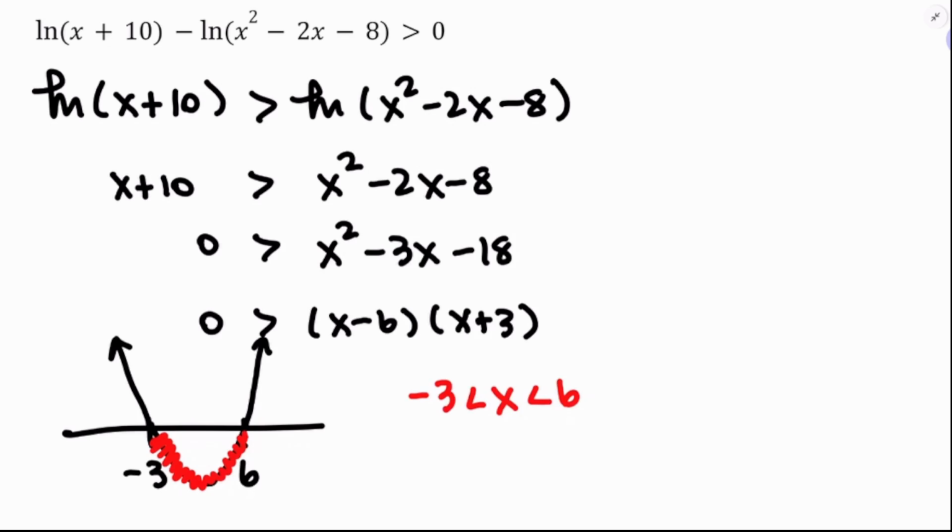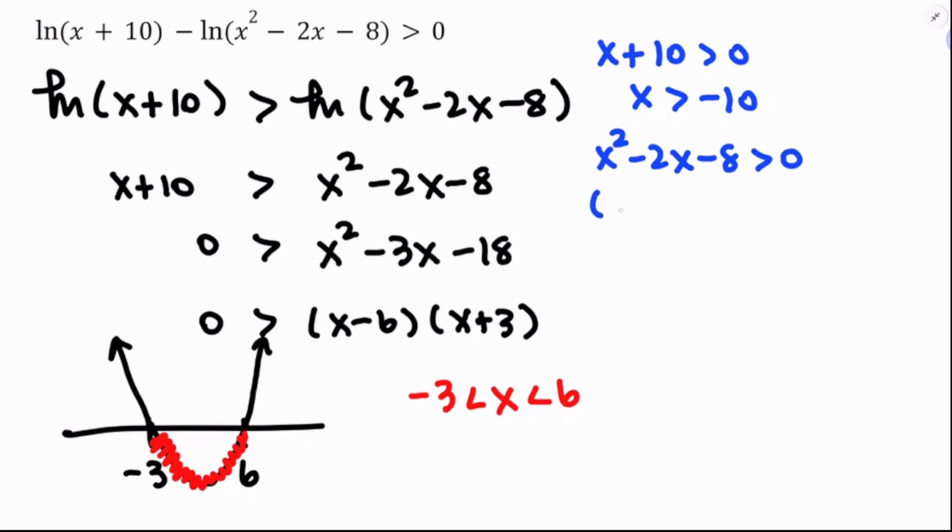But now I need to consider the domain. I need x plus 10 greater than 0. Well, that means x is greater than -10, which it already is. Okay, so I'm good there. But then I also need x squared minus 2x minus 8 to be greater than 0. And so that's something I'm going to need to look at.